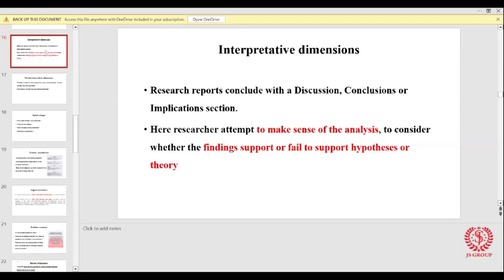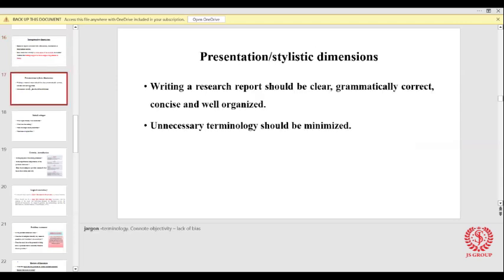Next dimension is the presentation and stylistic dimension. The critic should check whether the researcher has written the report in a clear manner, grammatically correct, concise, and well organized. Then unnecessary terminology should be minimized. That jargon, like we say, terminology, words that are not understandable, should be minimized. So these are all the 5 dimensions we have to see while doing critique in the research.